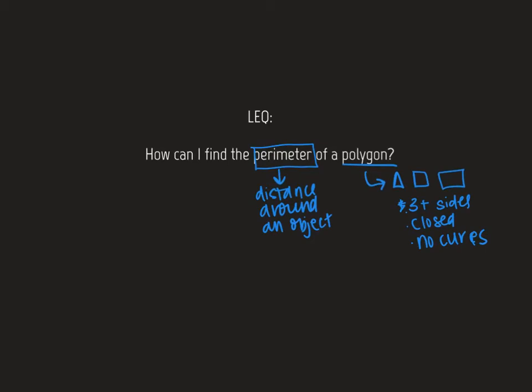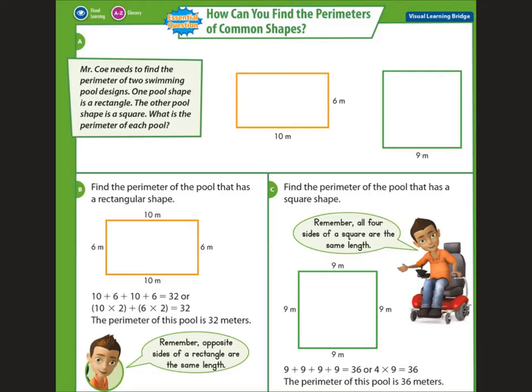All right, so let's take a look at your visual learning for the day. After you watch this, you're going to log on to your Pearson and go to your visual learning first. This is kind of what you're going to see. You're going to be working with Mr. Coe. He needs to find the perimeter of 2 swimming pool designs. One pool shape is a rectangle. The other pool shape is a square. So we need to figure out what the perimeter is of each of these pool shapes.